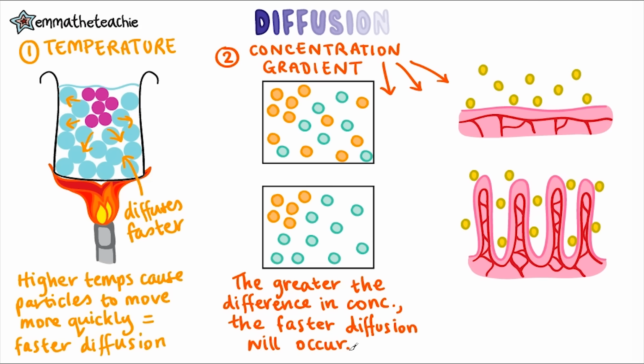Look at these two boxes. In which one will diffusion of the orange gas happen the fastest? Box A or box B? Pause and see if you can work it out.